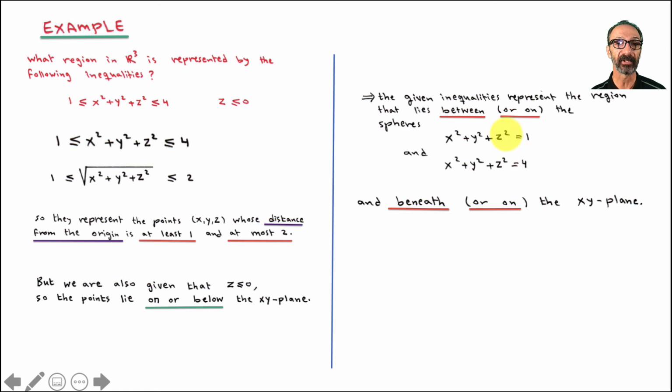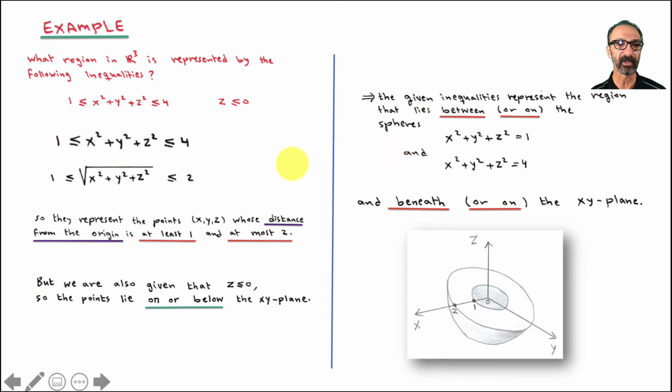And you are between this sphere and between this sphere, you are between both. You're less than or equal to a radius of 2 sphere, but also greater than or equal to the inner sphere, and beneath or on the XY plane. Because of this condition, I don't want to keep repeating myself. I would prefer to show you the graph so you could see it.